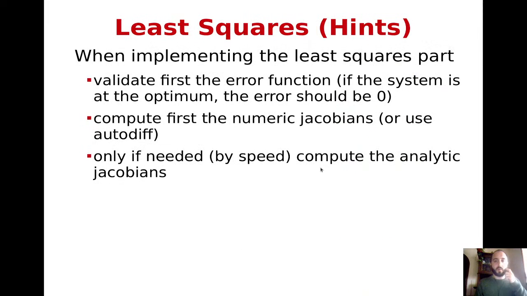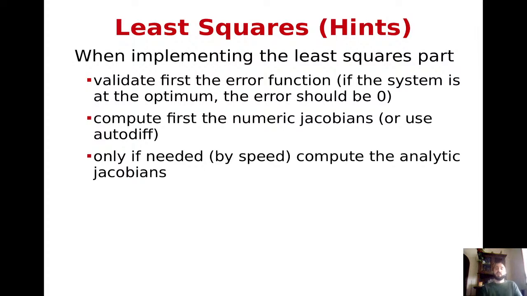So we are basically close to the end. I just want to give you some extra hints on the implementation of the least squares part. The easiest thing to do is always to verify the error function and the Jacobian. The easiest way to do it, sorry, is to place your system at the optimum using some synthetic data and verify that the error at the optimum is 0. So the error at the optimum should be 0. That's the dogma. Meaning if the error function is properly written and the system is in an equilibrium configuration, the error should be 0 if it is at the optimum.